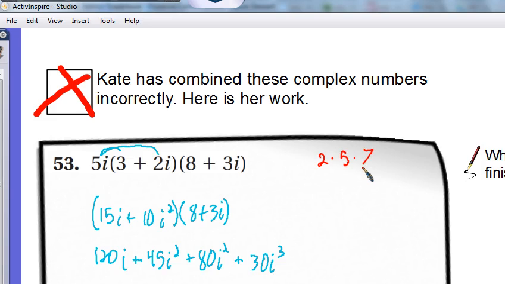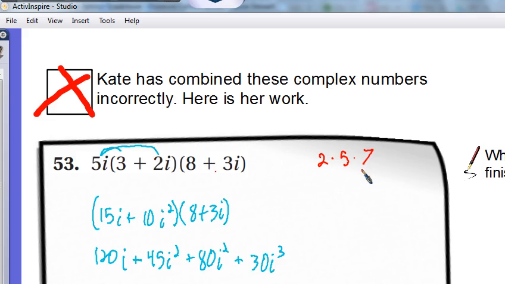I'm multiplying them together. Now, if we were to distribute the 5i to both of these parentheses, what we're really doing is multiplying 5i by this number and multiplying 5i by that number. It would be the same as if we took 2 times 5 and 2 times 7? See? But we don't do that, right? How do we multiply these three numbers together? It's really like a couple steps.